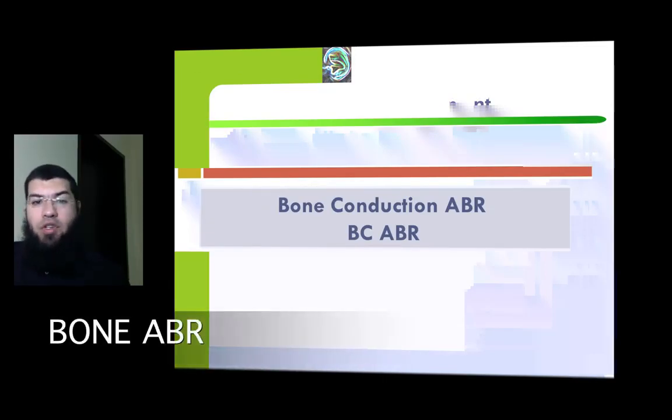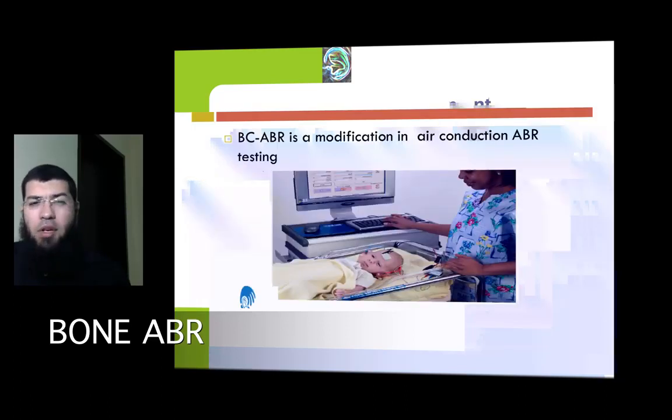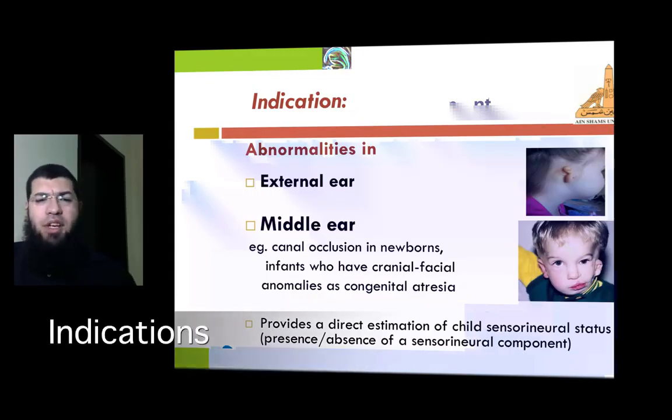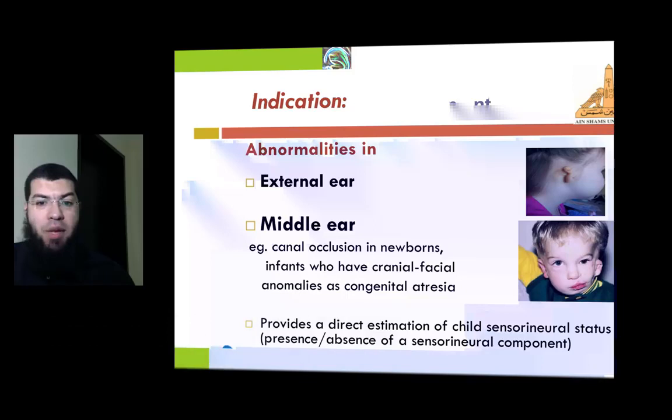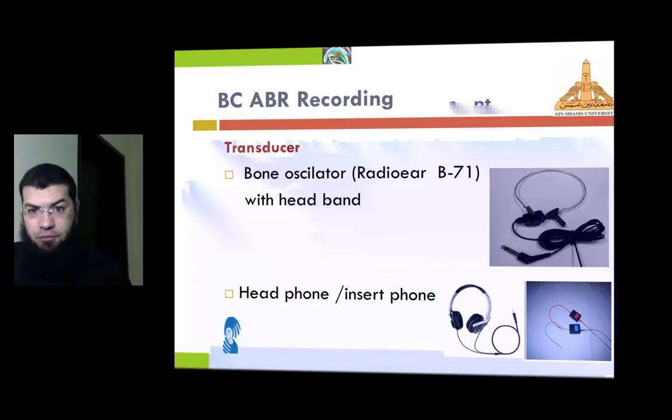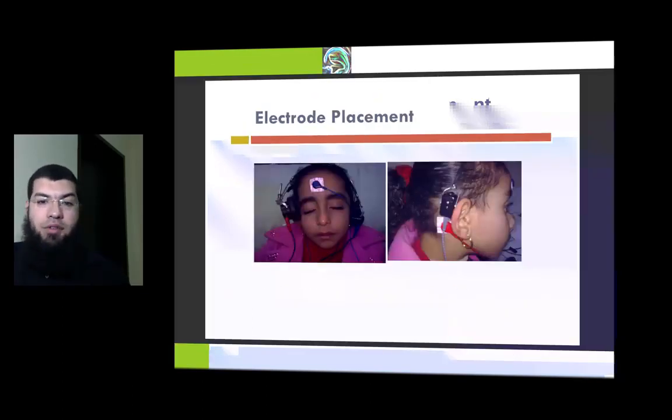Let's move on to bone conduction ABR. A bone conduction ABR is a modification of air conduction ABR testing. It is used in abnormalities of the external ear or the middle ear, like atresia and microtia, and it is used to evaluate the sensorineural element, to bypass the outer ear and the middle ear and stimulate directly the inner ear. For bone ABR recording, a transducer is used: a bone vibrator B71 with a headband, and headphones using a supra-aural earphone or an insert phone. This is the electrode placement and the transducer used.